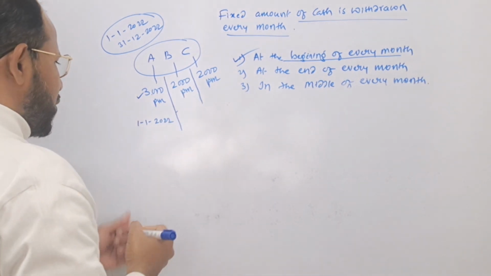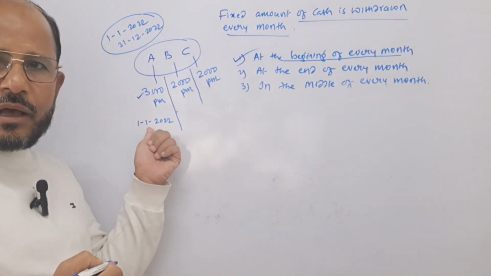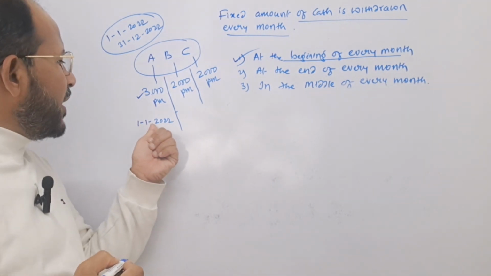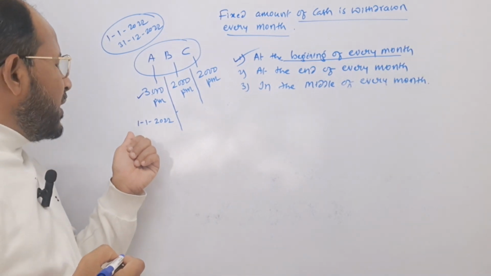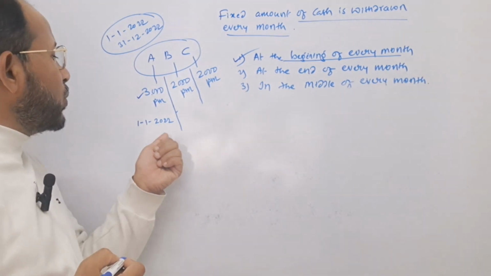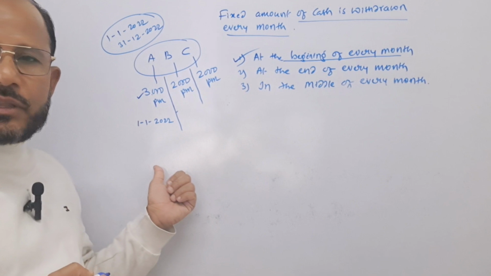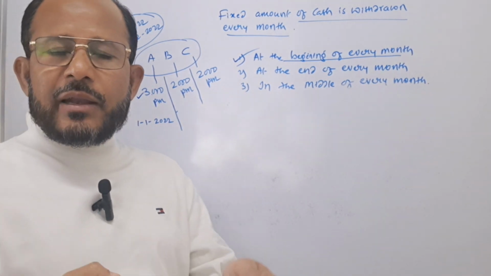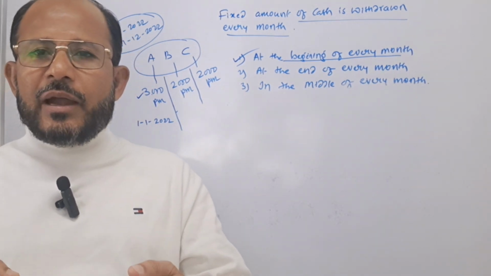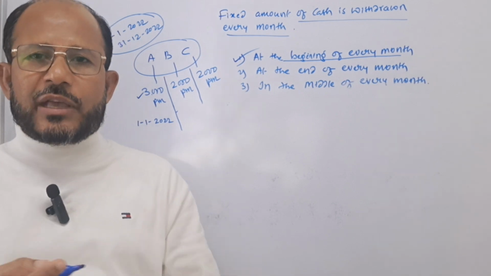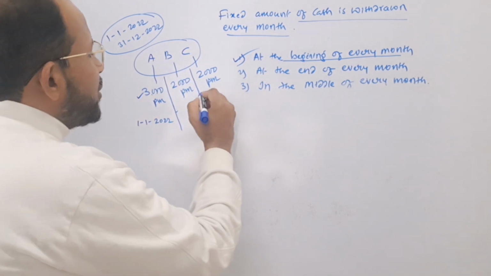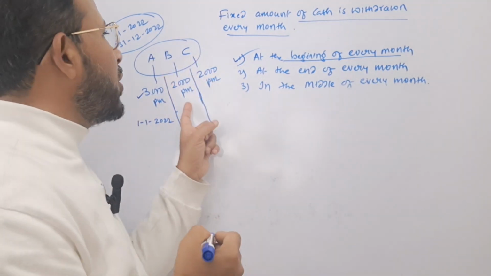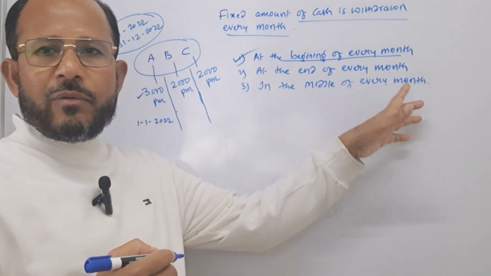Here Mr. A is withdrawing amount at the beginning of every month, means 1st January 2022 he withdraws rupees 3000. Next one is 1st February 2022, again he takes rupees 3000. 1st March, again he takes rupees 3000. Like this, at the beginning of every month he is taking rupees 3000 from the partnership firm. And what Mr. B is doing? Mr. B is withdrawing this amount at the end of every month.